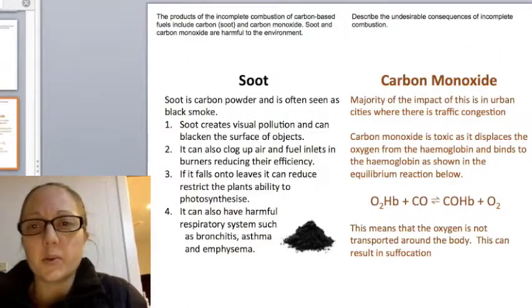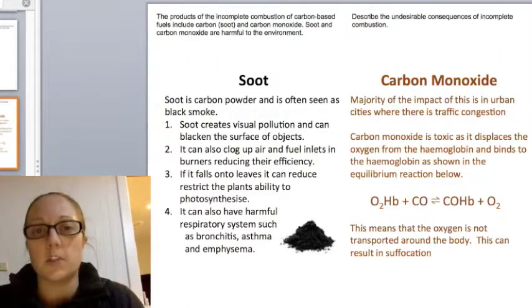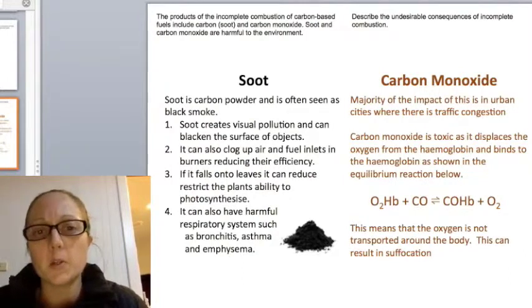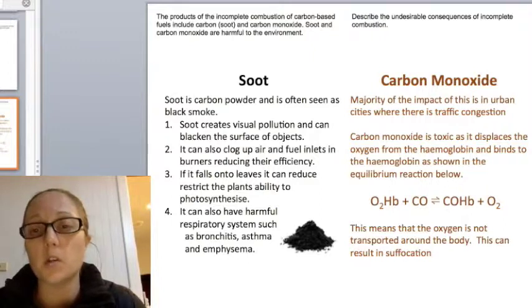Alright, so let's look at the undesirable consequences of incomplete combustion. The two key features that we're worried about in this section are soot and carbon monoxide, but you would also know of some others from in topic 1. When we talked about unburnt hydrocarbons, we also talked about the nitric oxides.